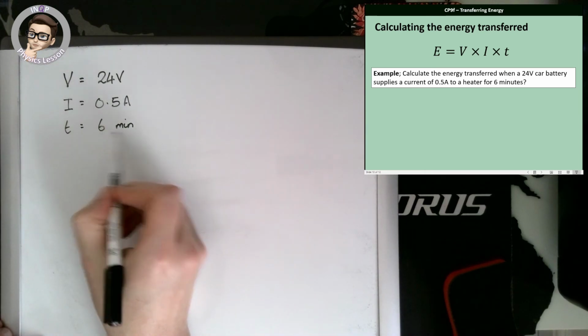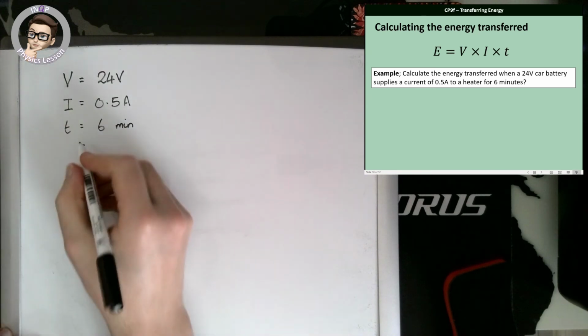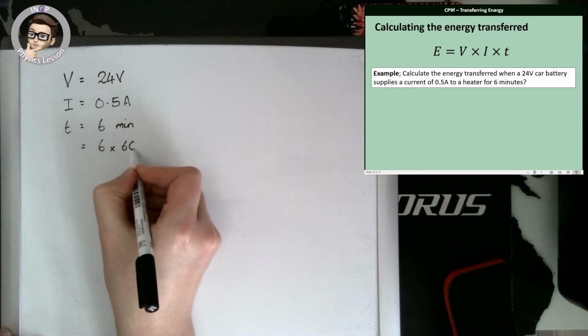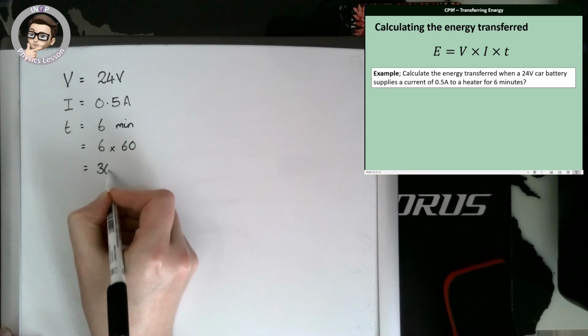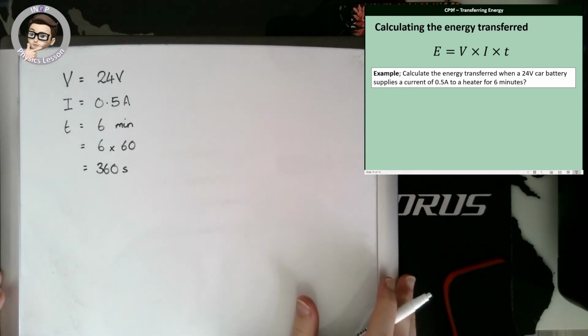And this obviously is going to be a problem because we're in minutes before we even start. So I know I can convert that because there are 60 seconds in a minute. So 6 times 60 is going to give me 360 seconds. Now I've got all my units in the correct form. I can put them into my equation.